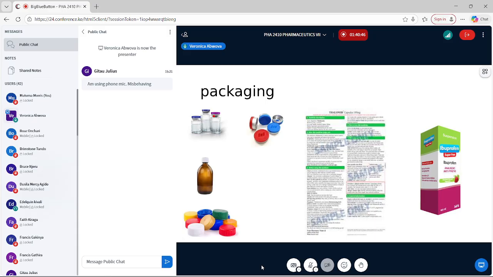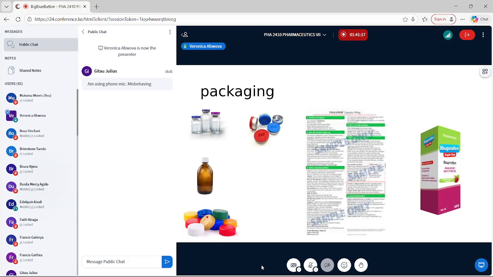Okay, if you've been to hospital, if you've gotten an injection, usually you will find that they will take a needle, insert it here, withdraw the drug and inject you. This is what we call a vial. It has this rubber, okay, and this metal ring that is part of the packaging. This bottle, you have the bottle, you also have this cap.